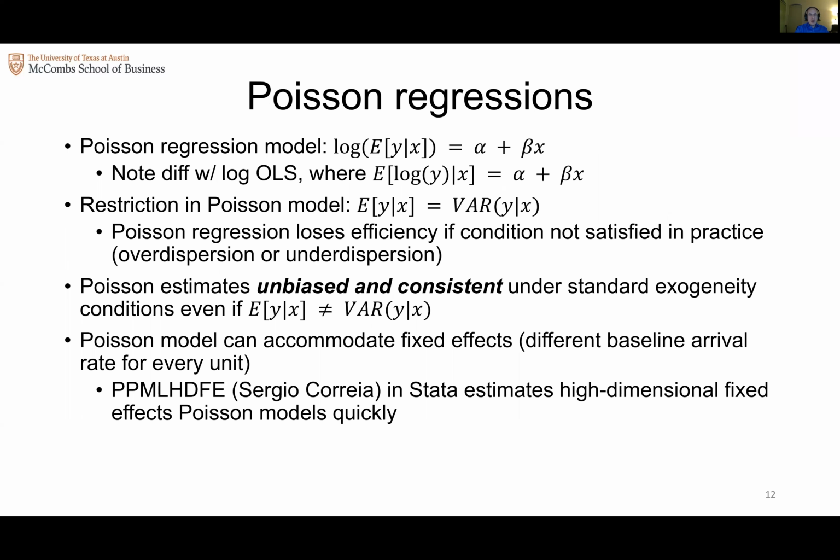Okay. All right. So let me talk about what at least one of our two proposed solutions here is going to be, which is to estimate Poisson regressions.